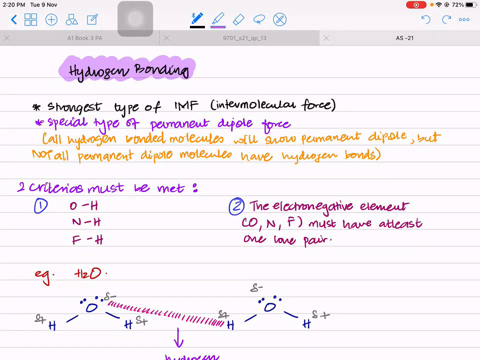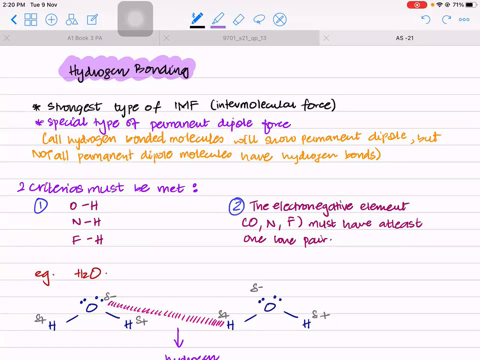Yes, the weakest of all these forces is temporary dipole, induced dipole forces, which are found by default in all molecules. But in a non-polar molecule, you will only have temporary dipole, induced dipole forces. Then we have polar molecules, for example, HCl, HBr, etc. These molecules are polar and they will have permanent dipole forces, which are relatively stronger.